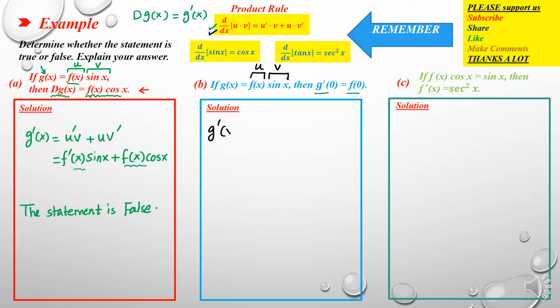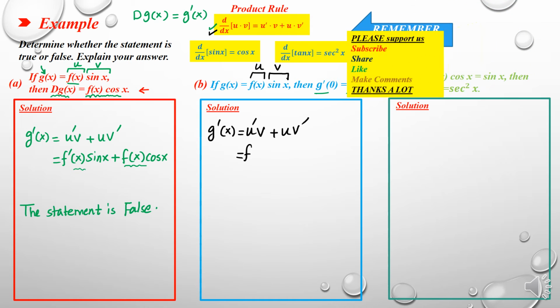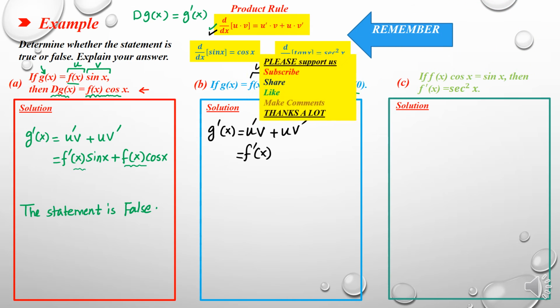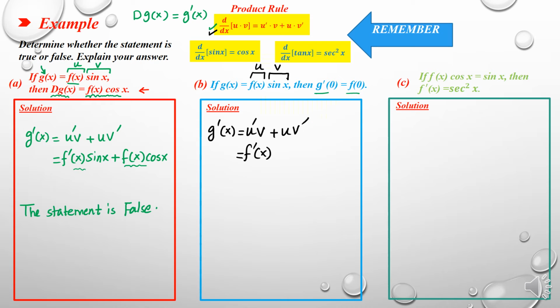So g prime of x equals u prime v plus u v prime. Now u prime is the derivative of the function f multiplied by v, which is sine x, plus u, which is f of x, multiplied by v prime, which is cosine x. Now you have to find g prime of 0 to check if this statement is true or not.